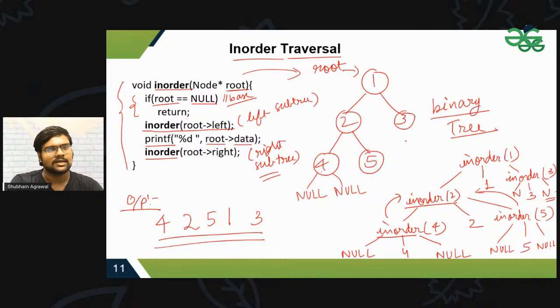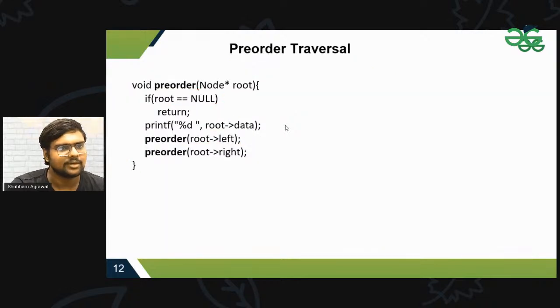So we have visited the tree in order. First we have visited the left subtree, then we have printed the data, and then we have visited the right subtree. Okay, now let's see the pre-order traversal.